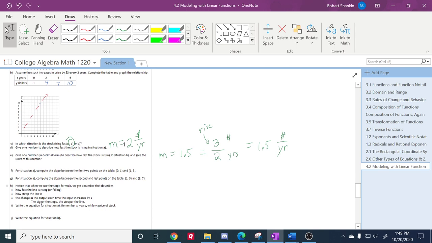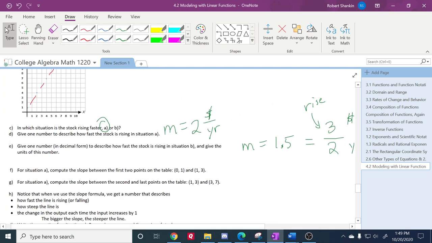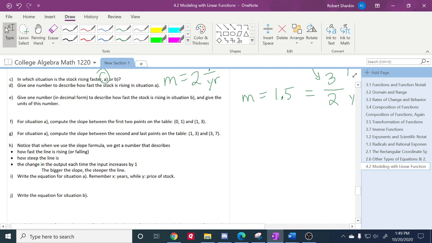Alright, now let's go to F. For situation A, compute the slope between the first two points on the table. And then G, compute the slope between the last 2 points on the table. So both F and G refer to part A. And then, alright, so let me give you a moment to do F and G.